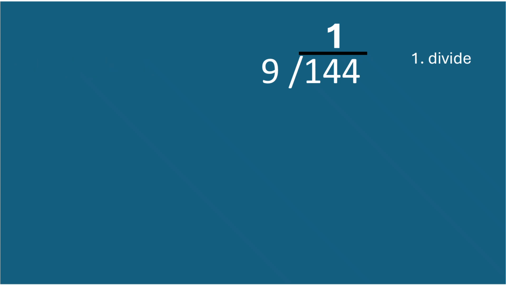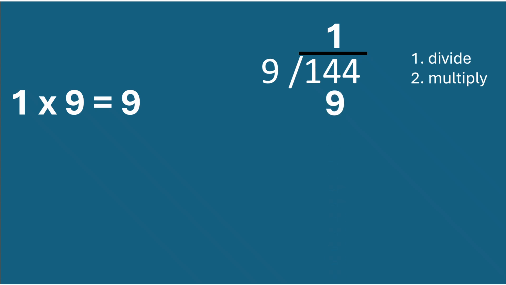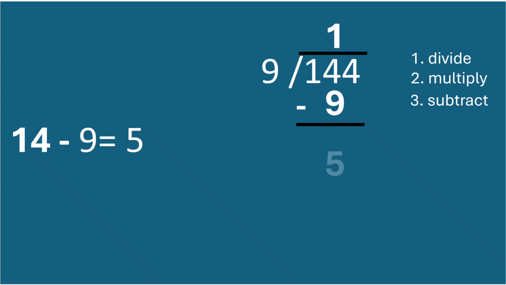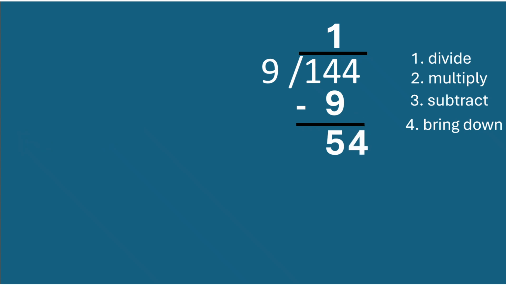Then we're going to multiply 1 times 9 is equal to 9. Place 9 below 4, and then we're going to subtract. 14 minus 9 is equal to 5. Place 5 below 9, and then we're going to bring down the remaining digit in the dividend, 4. So we're going to bring down 4.